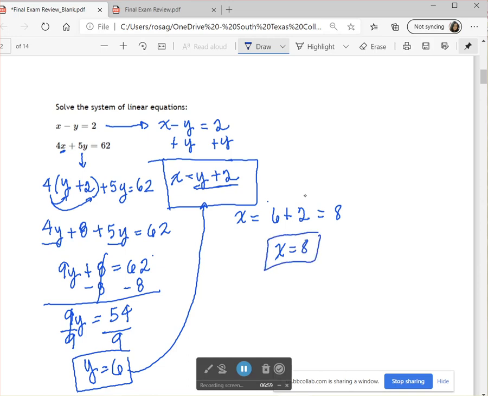Now, in terms of an ordered pair, you always write x and then y. So when you're writing the answer, you will write parentheses 8, 6. Questions on that?